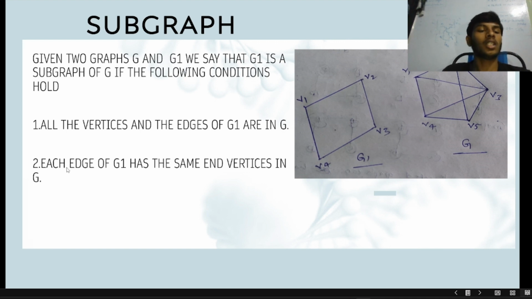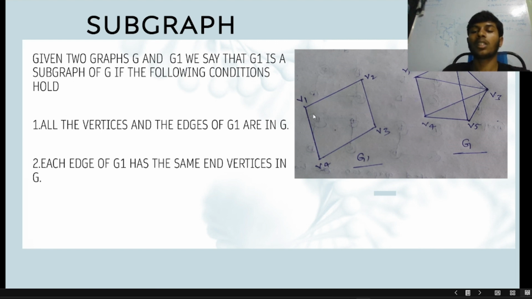Let's see another condition. Each edge of G1 has the same end vertices in G. If you take the edge V1 to V2, the same edge should be present in G, and the vertices are also the same, V1 and V2. If you take this edge, the end vertices are V2 and V1. Same. Another, V2 should connect to V3 and V1. V2 is connected to V1, we already checked that. V2 is connected to V3, so the end vertices should be the same. Here V2 and V3. Okay, this is also there.